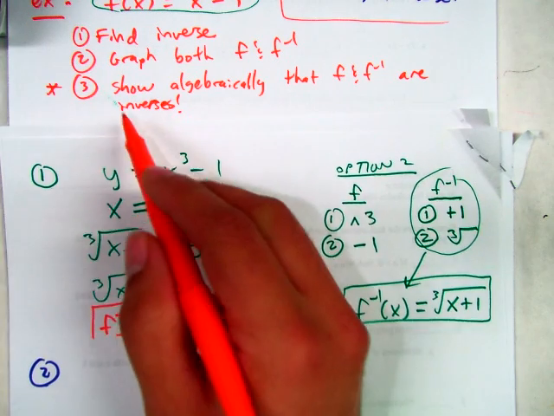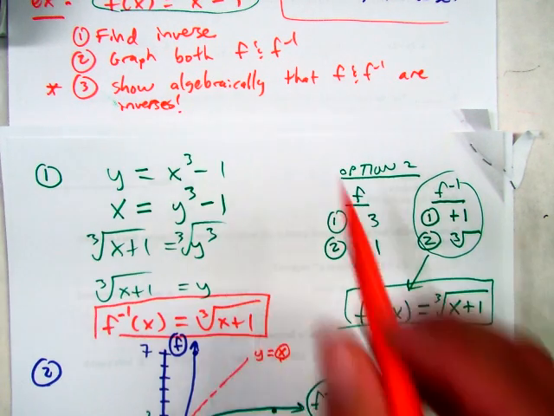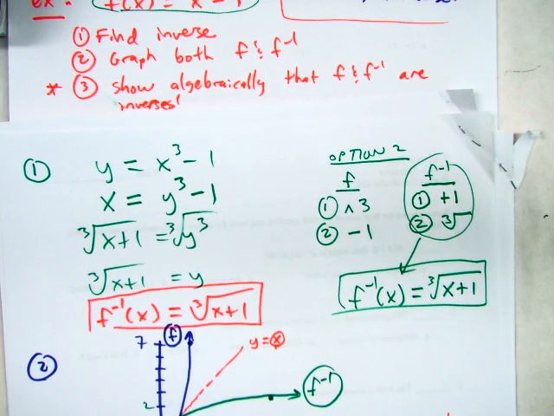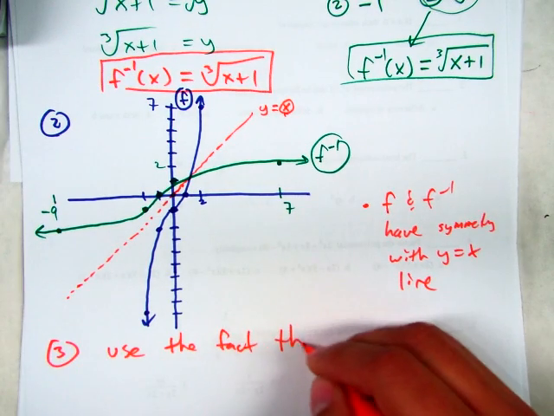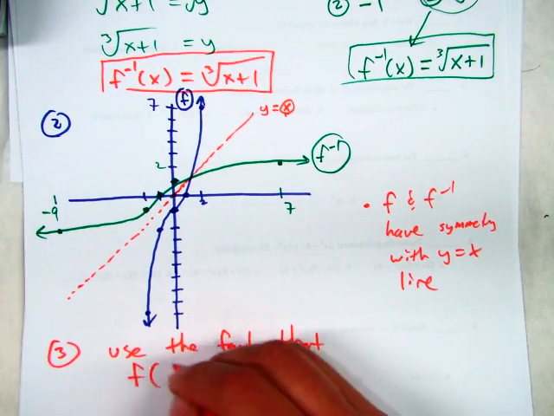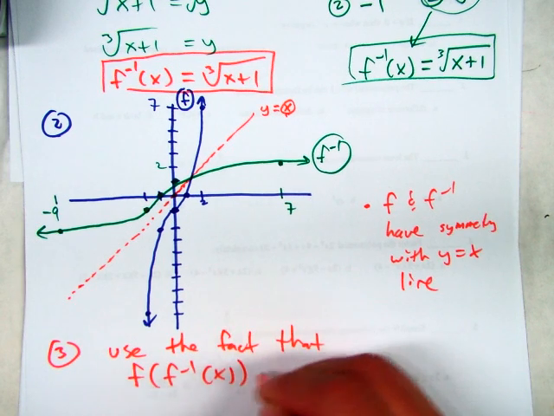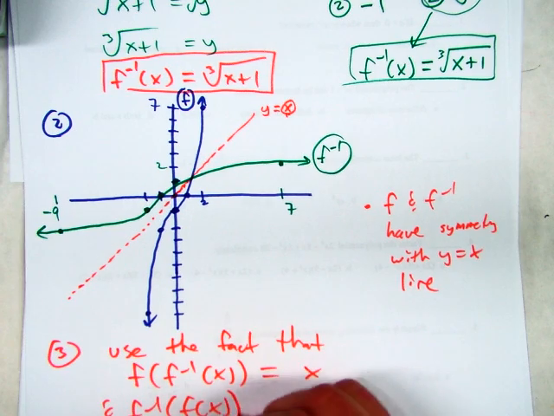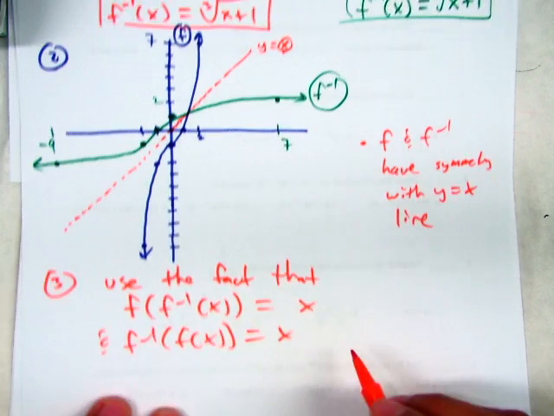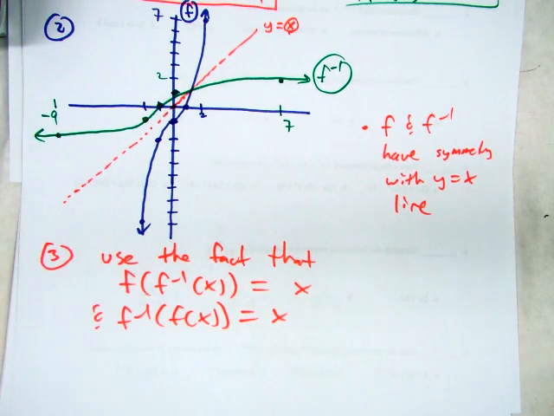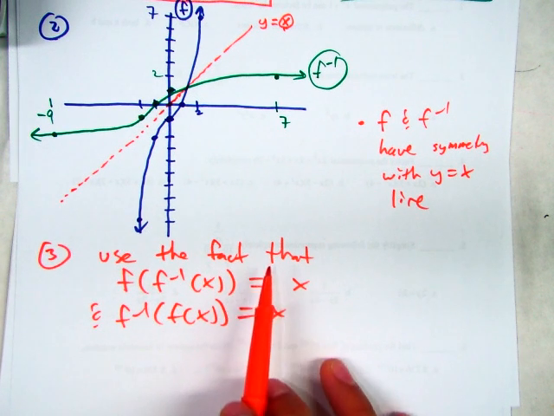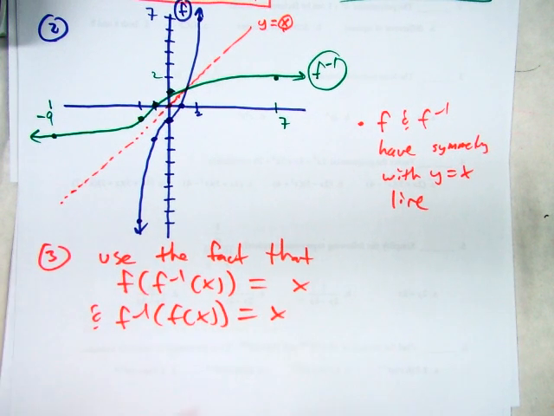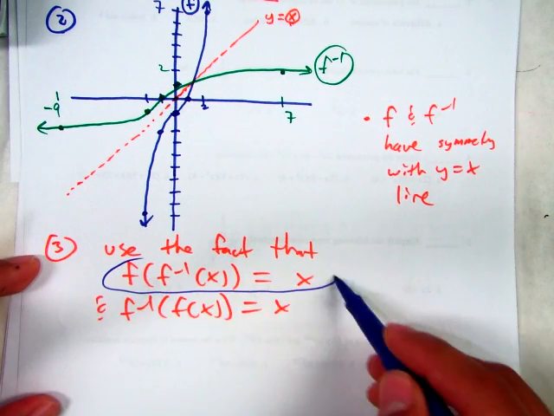Whenever it says to show algebraically that these are inverses, for number 3, we use the fact that f of f inverse of x should equal x, and f inverse of f of x should equal x. Because if they're inverses, right, they should undo each other and you should just get the input. Okay, so whenever it says to show algebraically that they're inverses, you start with this one. So let's write out what we get.